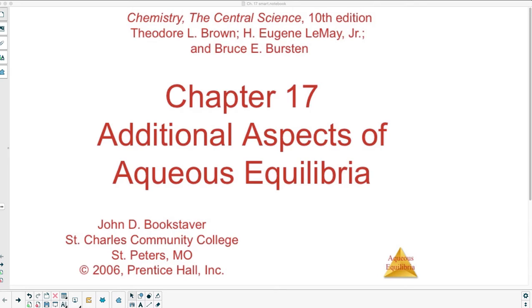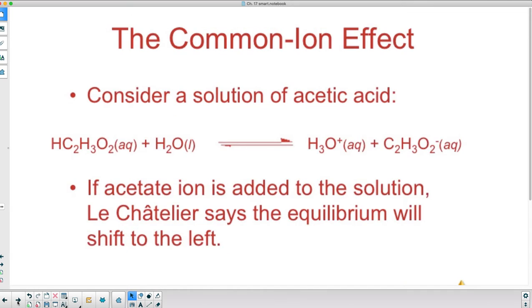This is part of Chapter 17, Sections 17.1 and 17.2. I'm going to go through 17.1 pretty quickly because it's the common ion effect. I'm going to show you where the only difference between the common ion and the equilibrium stuff that we've done before exists. It's actually pretty easy. So the first part of 17.1 is actually super easy.